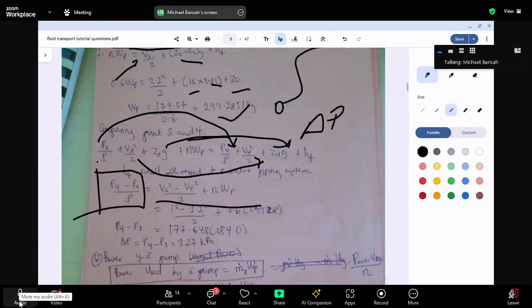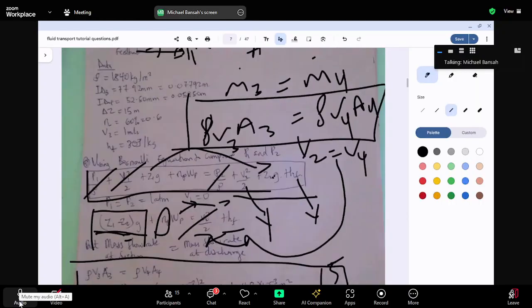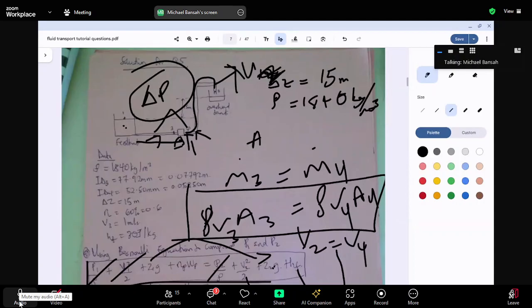Now HF. They claim HF is small. The truth is you can introduce HF and calculate, but at the end of the day, you get small. HF is small because you are picking only this point and this point, so we are neglecting the friction along this line. So we can't call it 30 again.